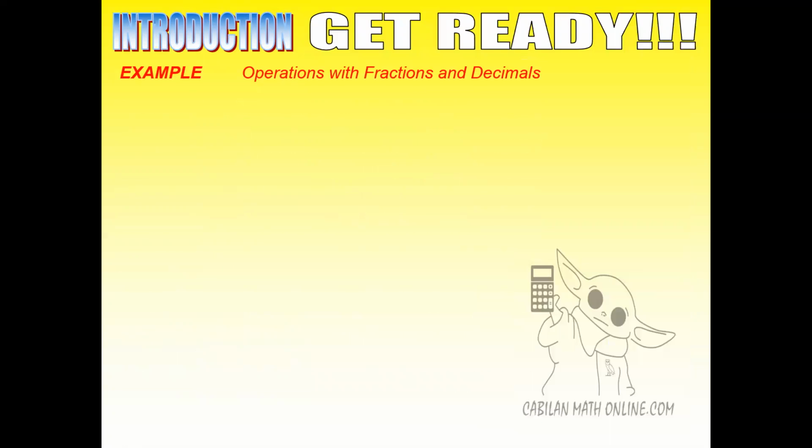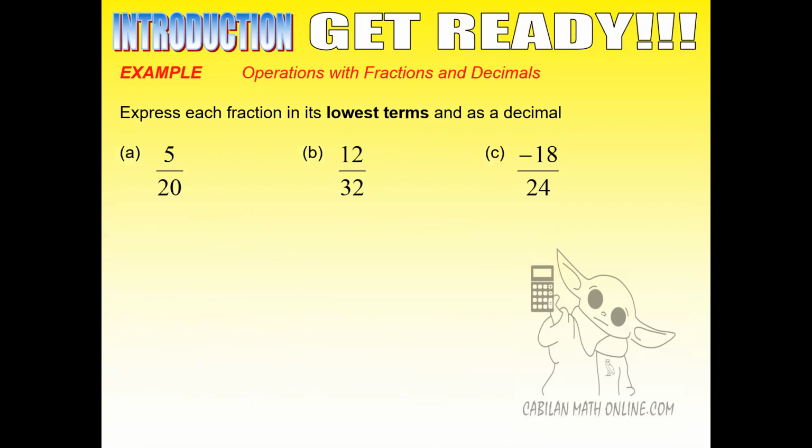The first thing we're going to do is deal with fractions and how to change fractions into lowest terms and as a decimal. The way I like to approach this is to use what are called common factors. A common factor is a number that goes evenly into both the top number, which is the numerator, and the bottom number, which is called the denominator.